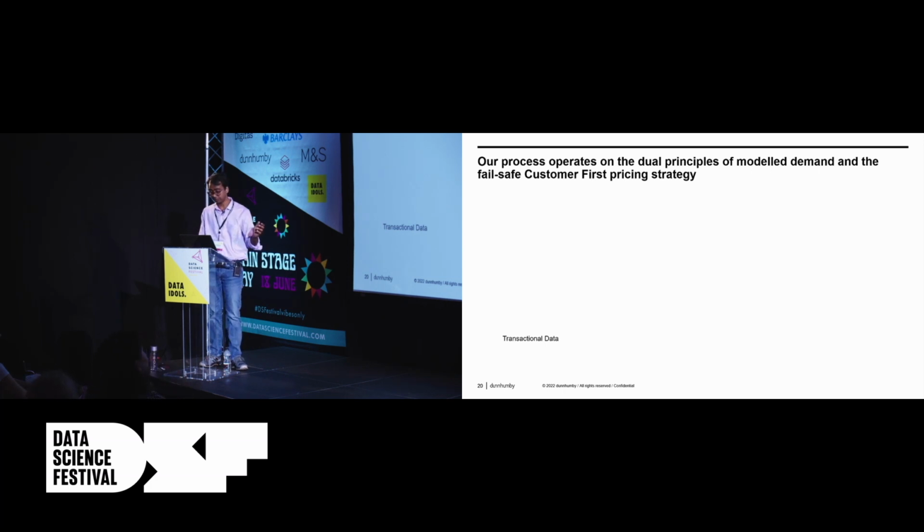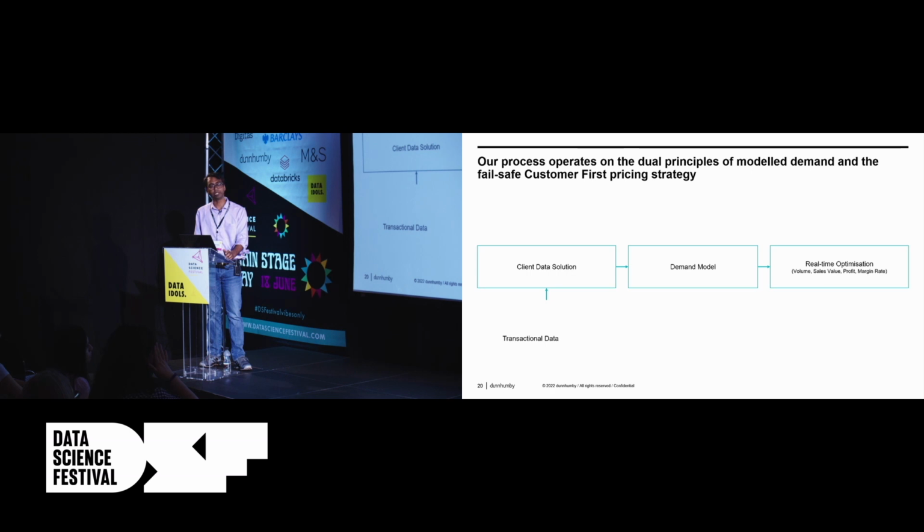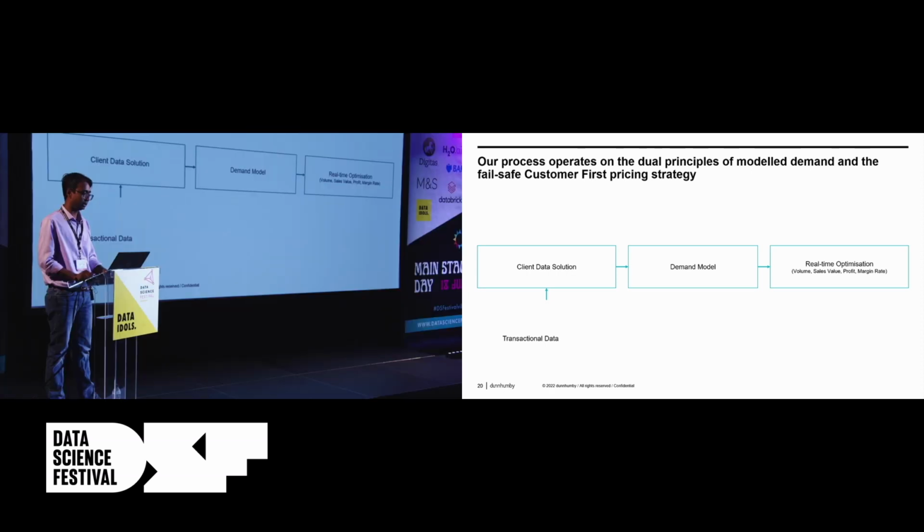It all starts with the client's transactional data. It comes to dunnhumby's client data solution, and then we aggregate data, we fit our demand model, and then we optimize based on different objectives. Like we said, the objectives could be maximizing the volume, maximizing the sales, or maximizing profit, etc.